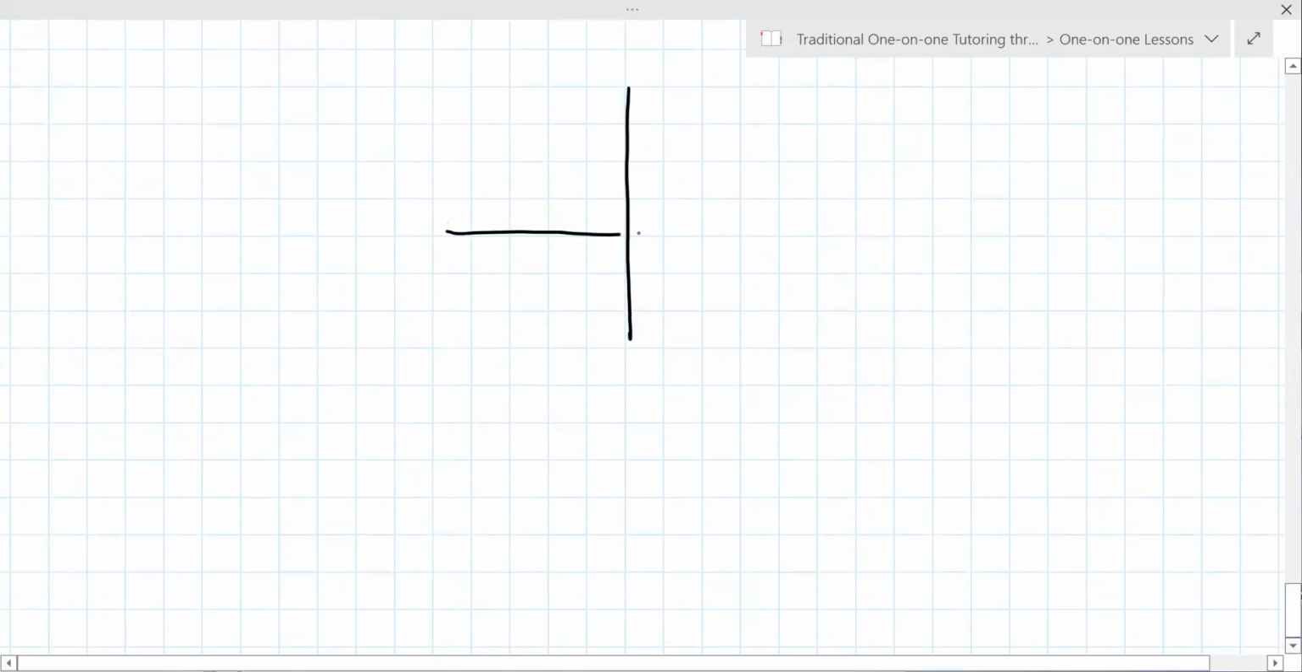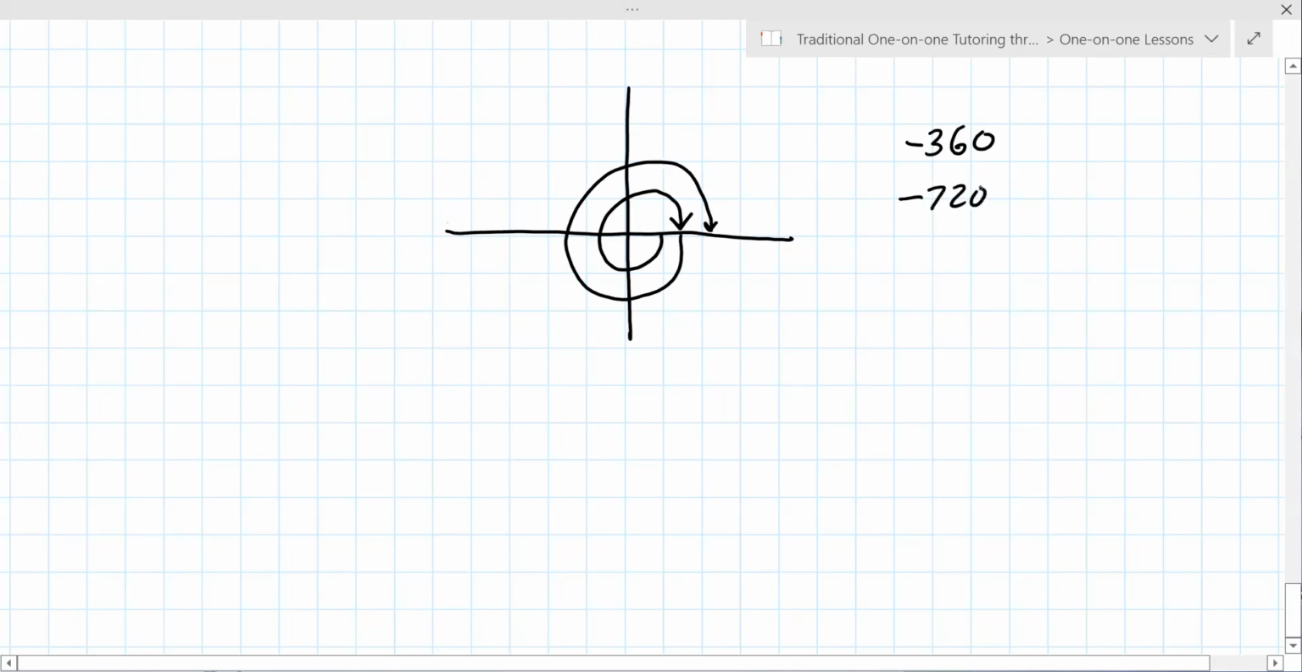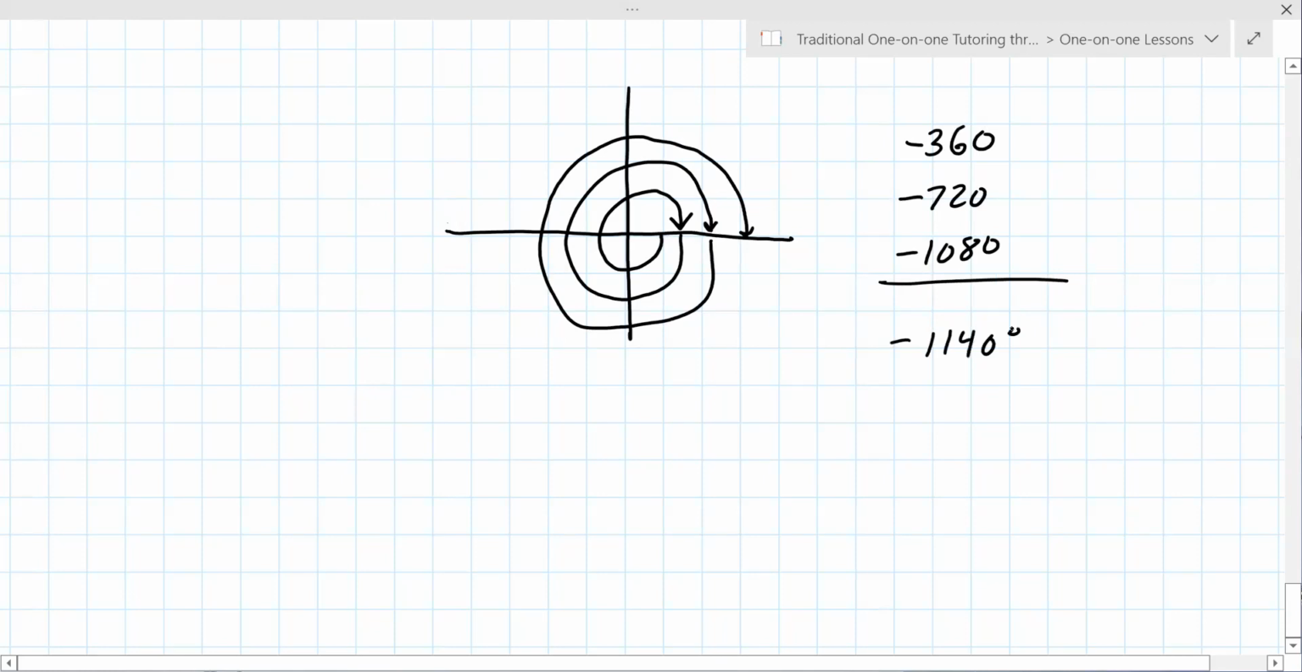And I do want to get to your question. So let's say we're going backwards. If I go one revolution backwards, how many degrees is that? Negative 360. And let's say I go again, another revolution. Now I'm up to negative 720. And let's say I keep going. Now I'm at negative 1080. Okay, so let's say your problem, the one that you cared about, was negative 1140 degrees.